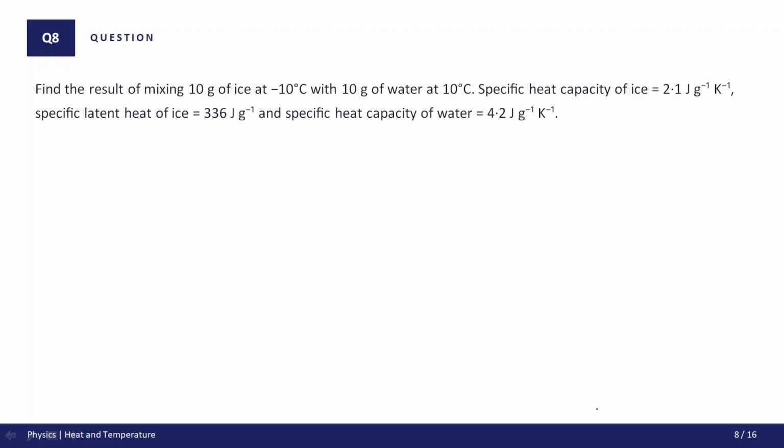Find the result of mixing of 10 gram of ice at minus 10 degrees Celsius with 10 gram of water at 10 degrees Celsius. A specific heat capacity of ice 2.1 joule by gram Kelvin, a specific latent heat of ice 336 joule by gram, and specific heat capacity of water 4.2 joule by gram Kelvin. So ice we have 10 gram of ice at minus 10 degrees Celsius.